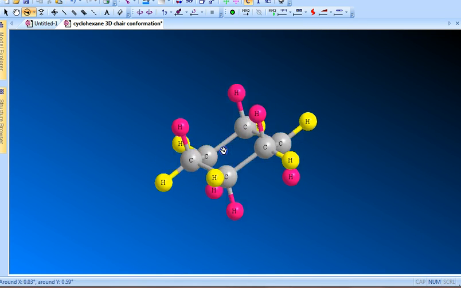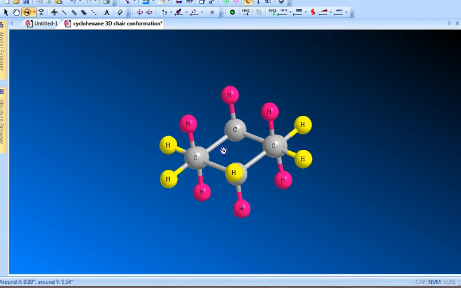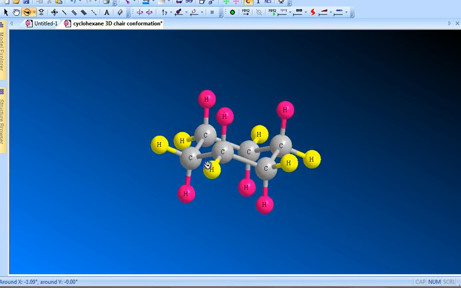And because things are staggered in this conformation, there is no angle strain, there is no torsional strain, because everything is staggered. Therefore this is the most stable conformation of cyclohexane. Are you clear on this?